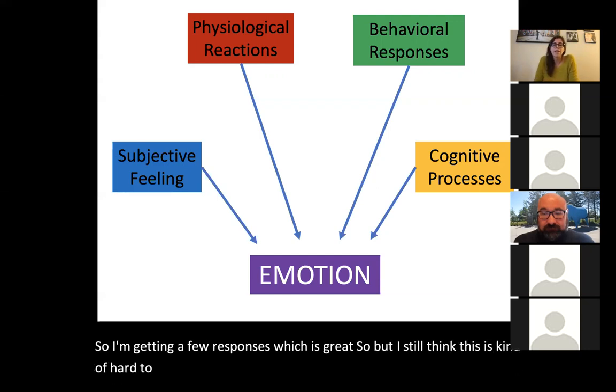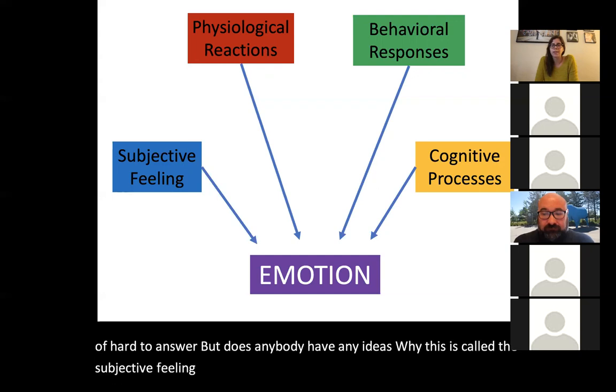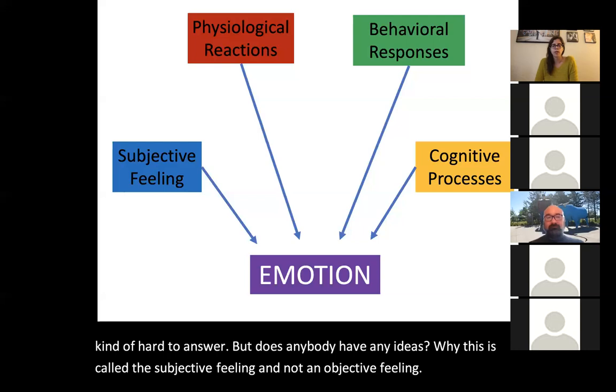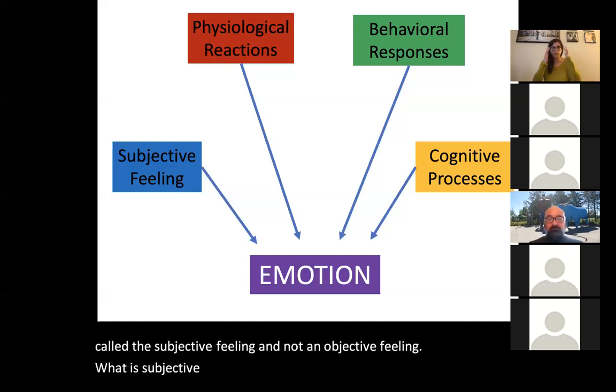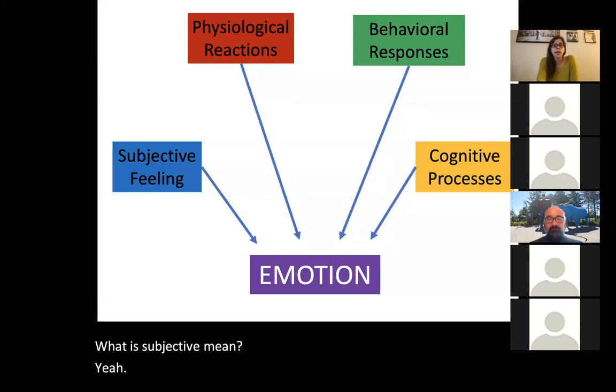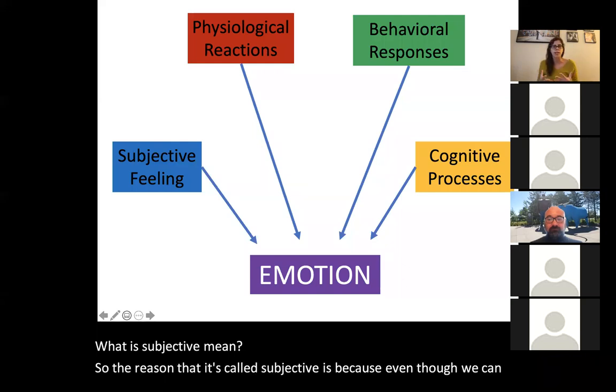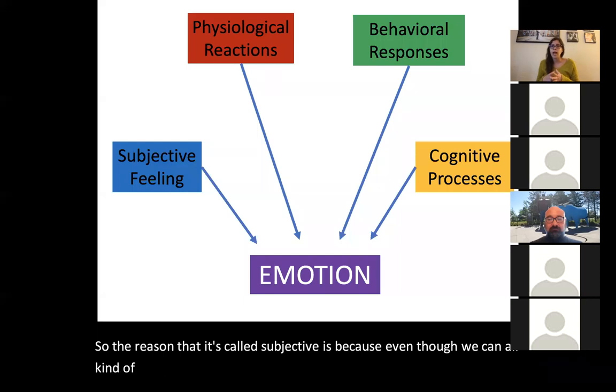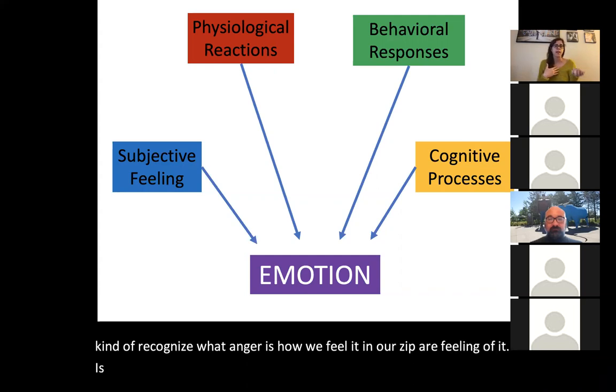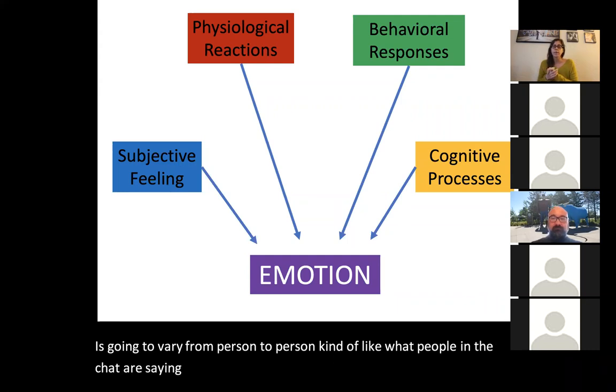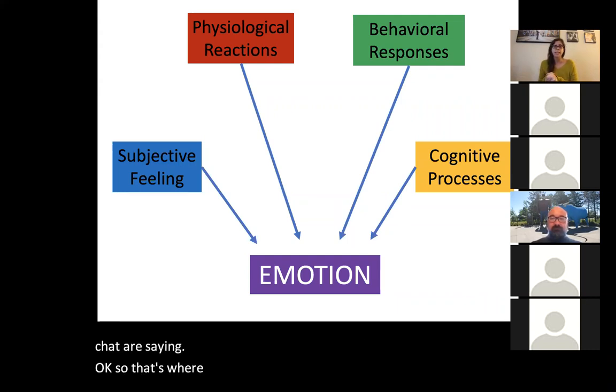Does anybody have any ideas why this is called the subjective feeling and not an objective feeling? What does subjective mean? So the reason it's called subjective is because even though we can all recognize what anger is, how we feel it is going to vary from person to person, kind of like what people in the chat are saying. So that's where the subjective feeling part comes in.